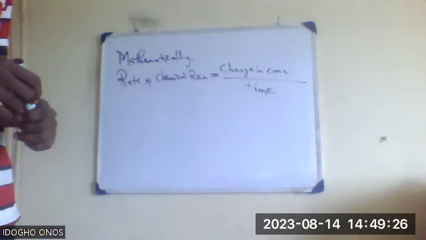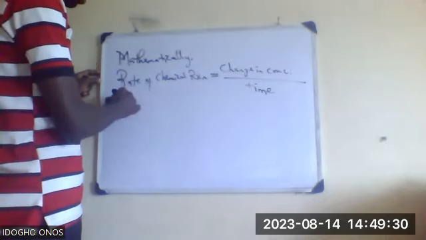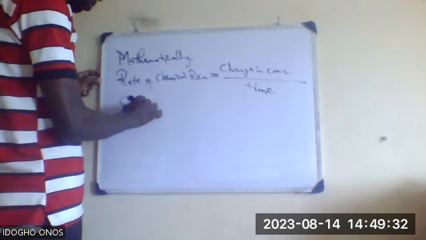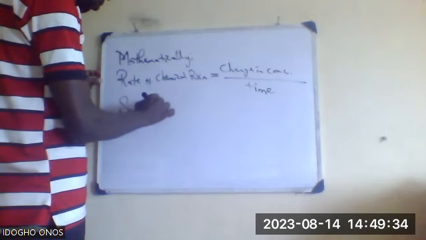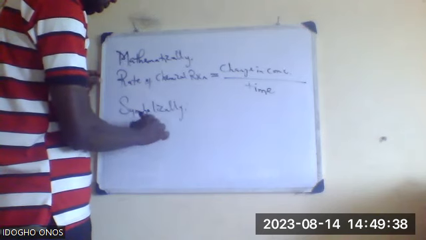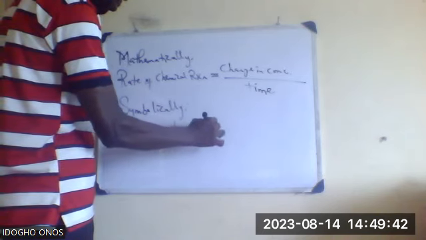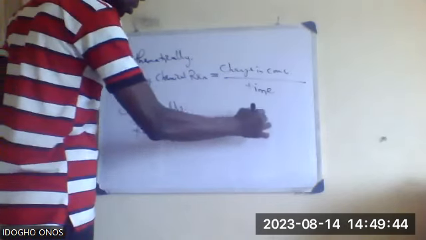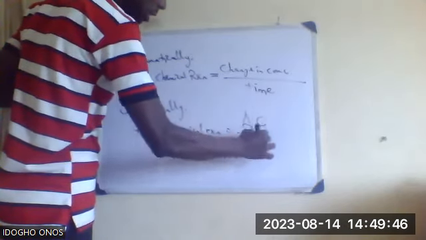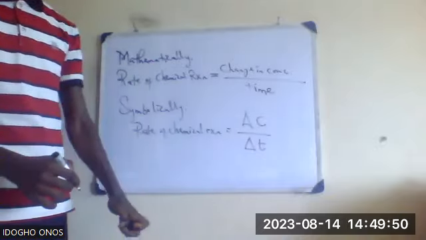Are we ready? Yes. Then, if you are to represent it symbolically, the rate of chemical reaction is equal to change in concentration over change in time, where C stands for concentration and t stands for time.